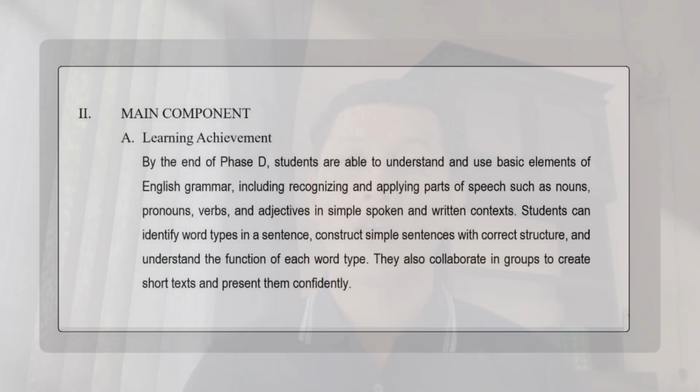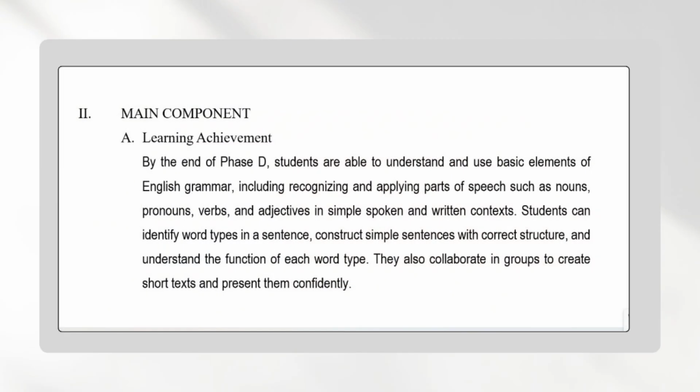Let's begin looking at the core component of this lesson. Let's read together the learning achievement. By the end of Phase D, students are able to understand and use basic elements of English grammar, including recognizing and applying parts of speech such as noun, pronoun, verb, and adjective in simple spoken and written context. Students can identify word type in a sentence, construct simple sentences with correct structure, and understand the function of each word type. They also collaborate in groups to create short text and present them confidently.